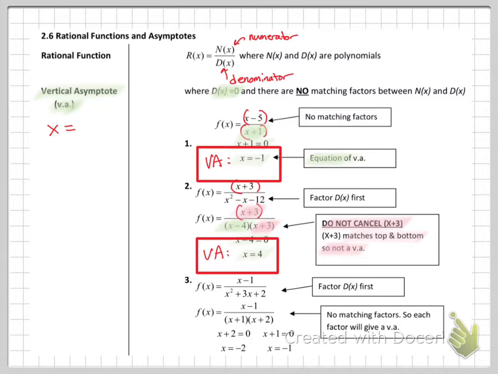Number 3, factor it. Once it's factored, check and see if you have any matching factors. Since it's x minus 1 over x plus 1, that doesn't actually match. So you end up with 2 factors in the denominator. Each one, zero product property, gives you 2 vertical asymptotes. So you might have more than 1 vertical asymptote. Okay, this is vertical asymptote, from the denominator, ignoring the ones that match.